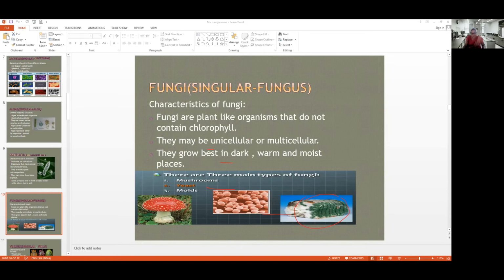If we buy bread, it will be good for only about 3 days. After that, it is easily infected with fungi, so you can see a greenish color, or sometimes a blackish color also. That is an infected food. And these kinds of colors are also seen on coconut.